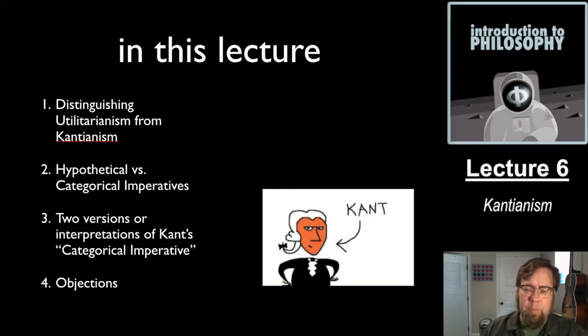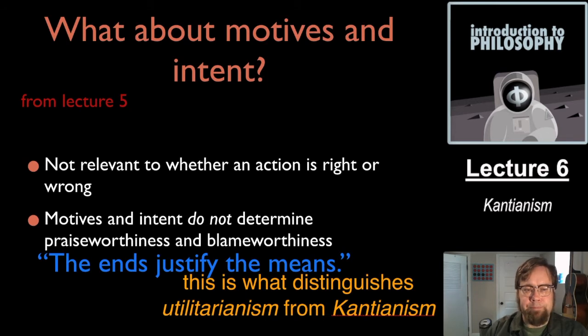In the third part of the video, we're going to be focusing on the categorical imperative. And Kant offers two different versions of this so-called categorical imperative, or two different interpretations of what the categorical imperative is supposed to be. And then finally, we're going to consider some objections to Kant's ethical theory. So let's start by contrasting utilitarianism and Kantianism.